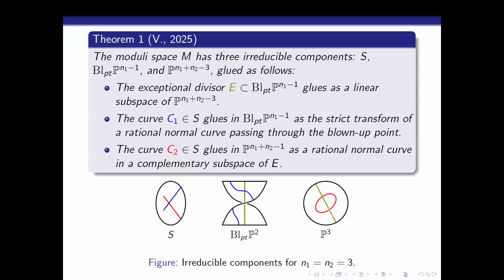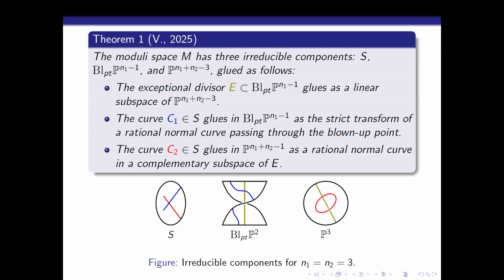I wrote a precise description on the top, but let me tell you what happens with the picture on the bottom, where I'm assuming that I'm contracting two minus three curves to a point. In that case, you have three different components. The original surface S, you get the blow up of P2 at a point, and you get a copy of P3. So this P3, you take a line over it, and you take a conic passing through one of the points of the line. So like in a complementary P2, you glue the conic to the surface S using one of the two rational curves. You glue the line to the exceptional divisor of the blow up.